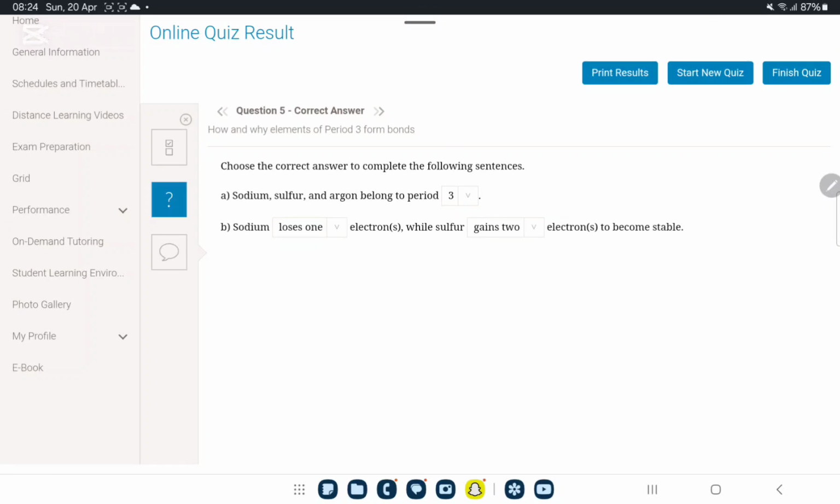Sodium and sulfur and argon belong to period 3. You have the periodic table in front of you, just see which period it is in. And sulfur, it's in group 6, so it has a charge of 2 minus. And sodium, it has the charge of Na plus. Sodium, Na loses 1 electron, while sulfur gains 2 electrons.